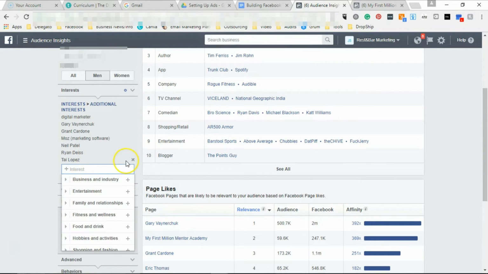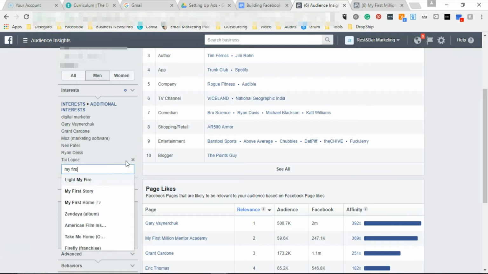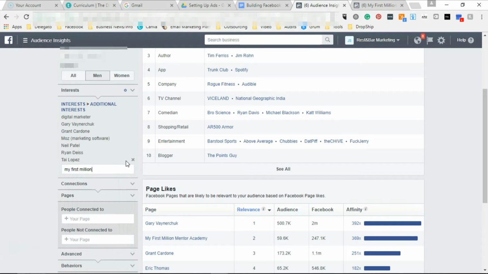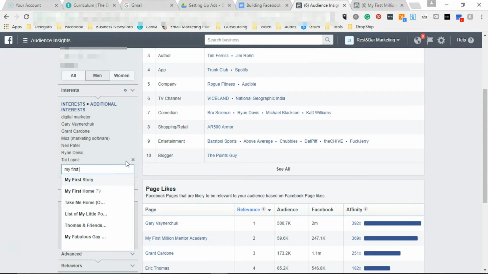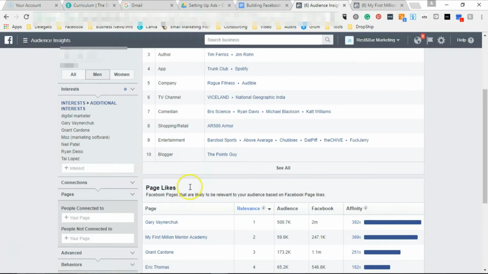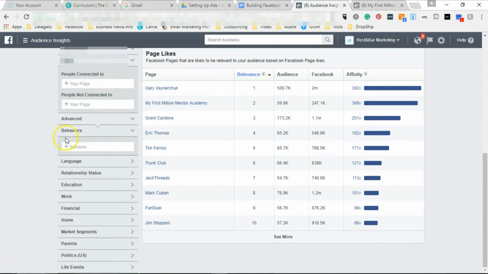I could find, let me see, My First Million Mentor. Are you kidding me? It's not going to show it as an interest. My First. And this is why, this isn't my fault, this is Facebook's fault. They put stuff in here and sometimes it doesn't work. It's because they're constantly changing and constantly growing, trying to make it better.